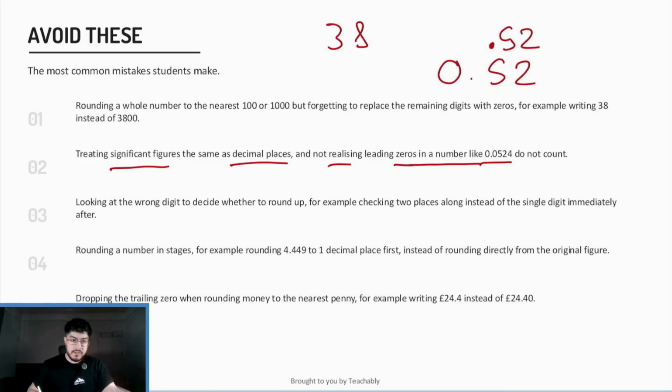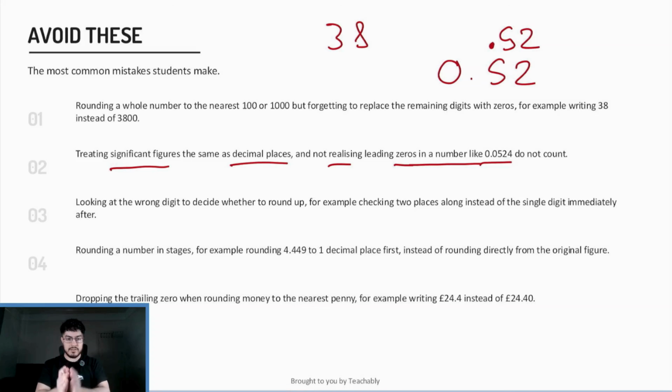Third thing to avoid is looking at the wrong digit to decide whether to round up. For example, checking 2 places along instead of the single digit immediately after. Whether it's the place value, decimal places, or significant figures, you always look to the immediate right of where you are going to stop.